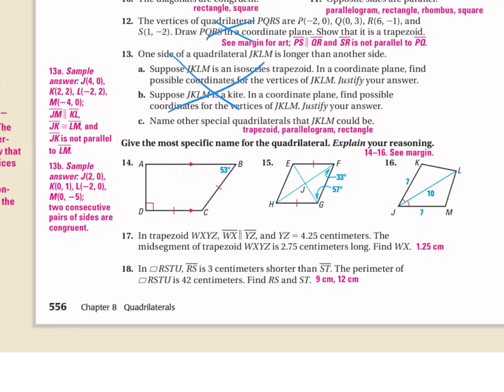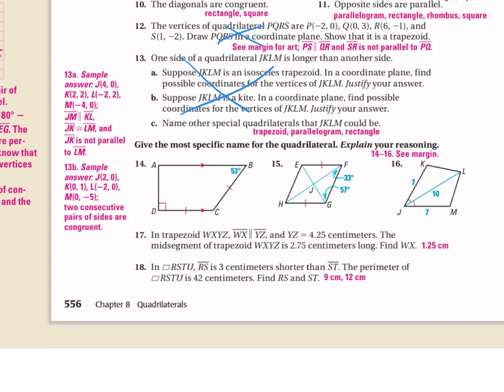Over here, it wants you to give the most specific name for this quadrilateral. Notice it only has one pair of parallel sides. So this would make this a trapezoid.